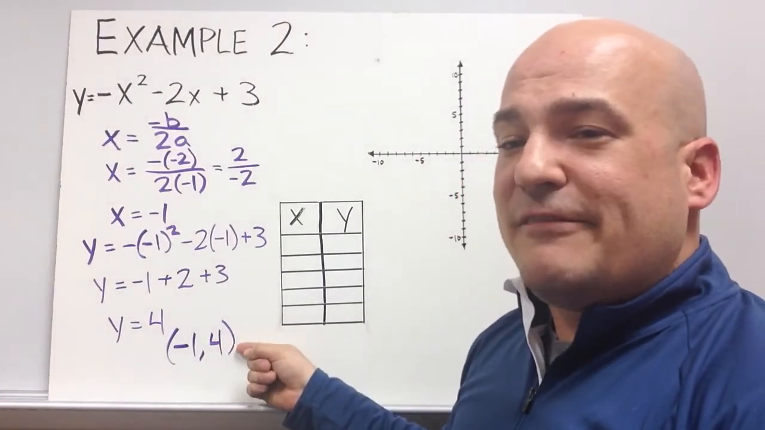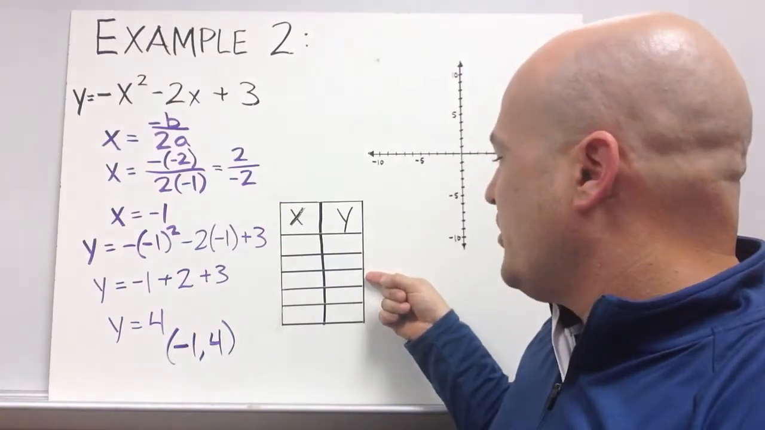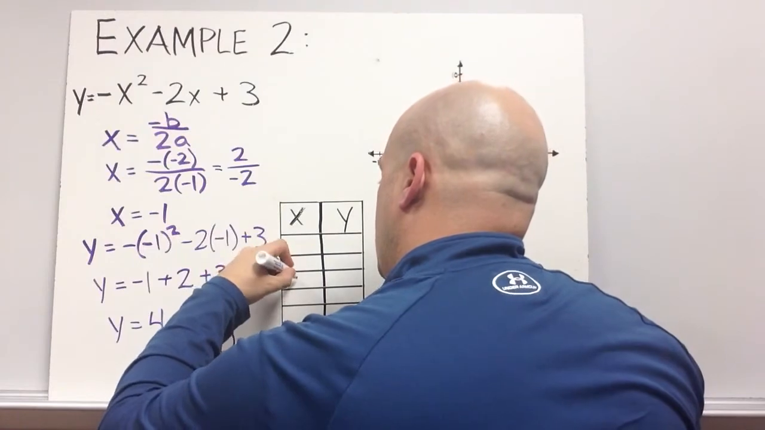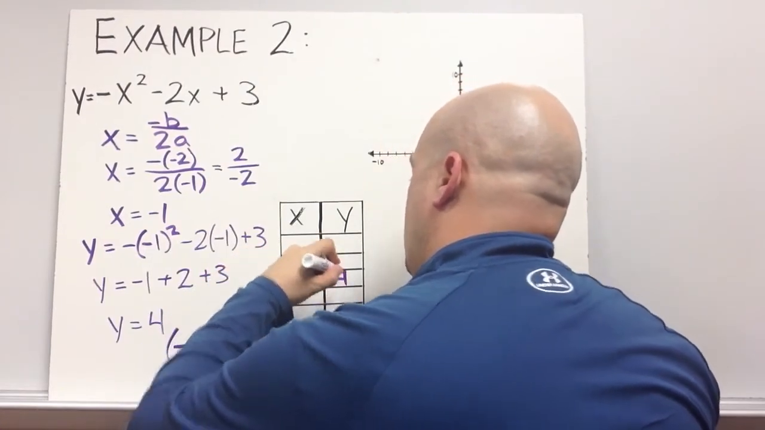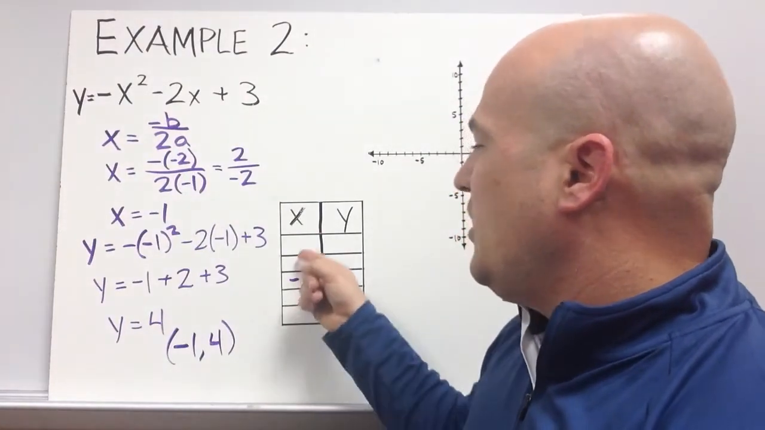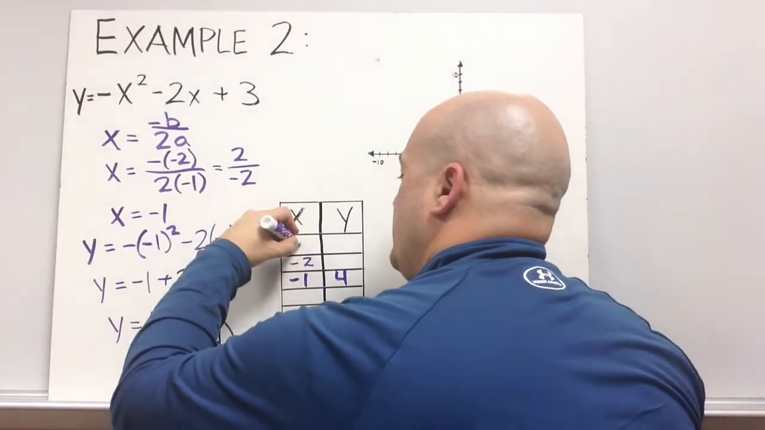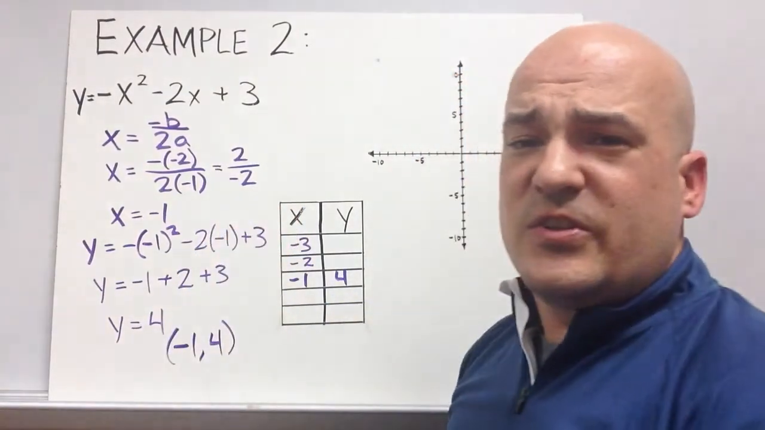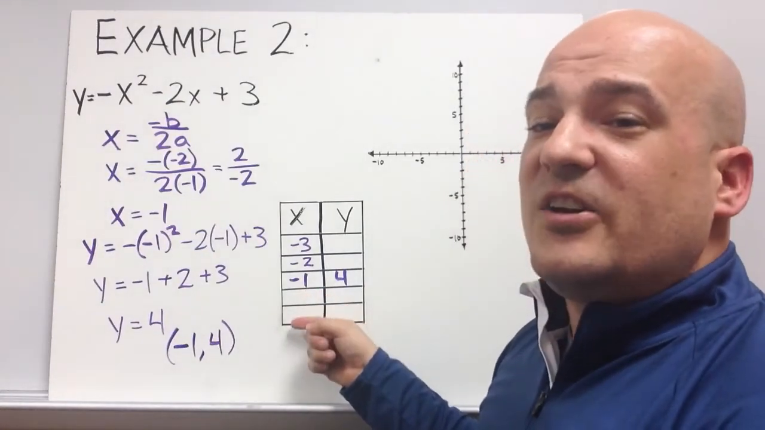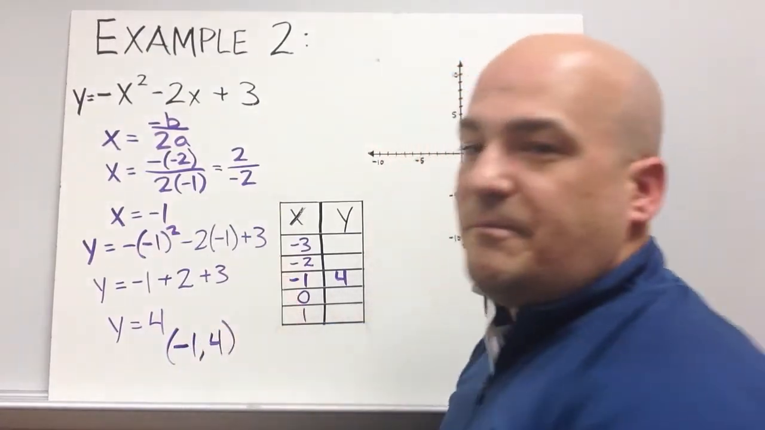I take what I got from step number 1 and I plug it into my table of values. Remember that my vertex should go in the middle of my table of values. Negative 1, comma 4. I'm going to choose two x values below negative 1, like negative 2 and negative 3. Those are two numbers that are smaller than negative 1. Then I'm going to choose two numbers that are larger than negative 1, like 0 and 1.